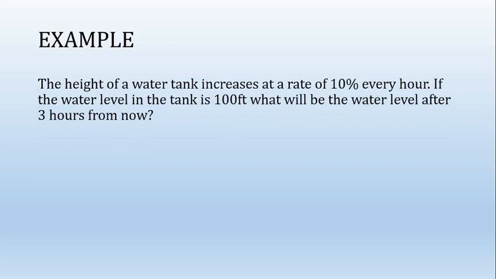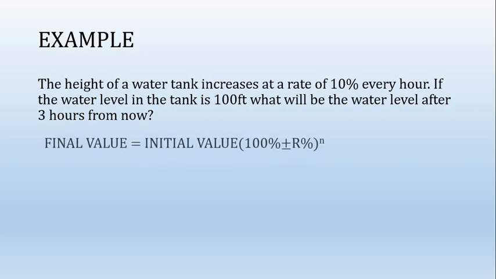The height of a water tank increases at a rate of 10% every hour. If the water level in the tank is 100 feet, what will be the water level after 3 hours from now? So it is quite easy to understand. Here we can apply successive percentage change because every hour 10% is increasing. Our question is given as an initial value and we are asked to find a final value after 3 hours. So we can make the formula setup.